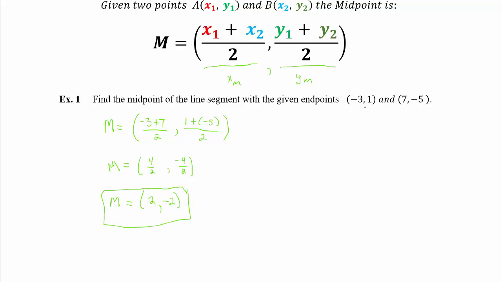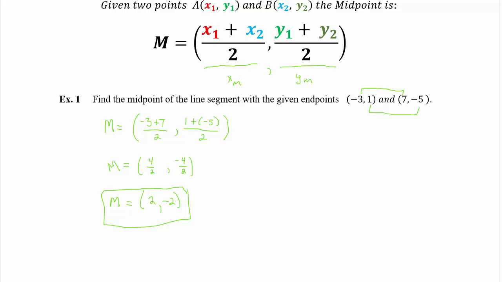Let's think about this for a moment. Does 2 seem like it's in the middle of -3 and 7? Yeah, it does. And does -2 seem like it's in the middle of 1 and -5? It does as well. I would strongly suggest you do a quick check, because sometimes we make mistakes with signs and we get answers and assume they're right. Just do a quick mental check and see whether or not those make sense.